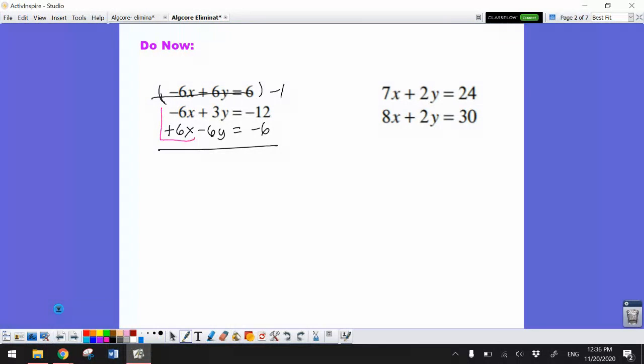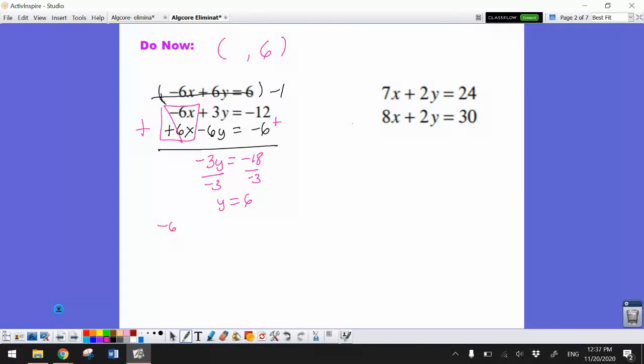And let's go ahead and box our additive inverses and add down. 3 plus -6, well, that's a -3. -12 plus -6, that's a -18. Divide by that -3, I get y equals 6. Hopefully you came up with y equals 6. So that is my first part of my solution, and that is going to go in the second spot.